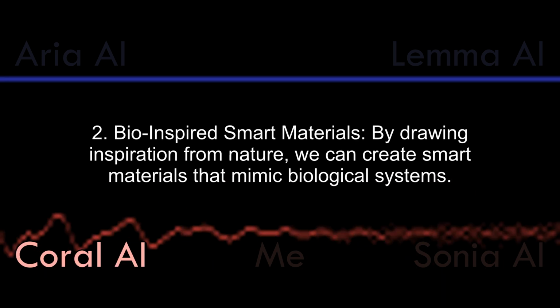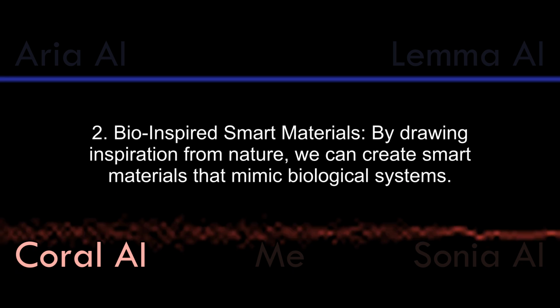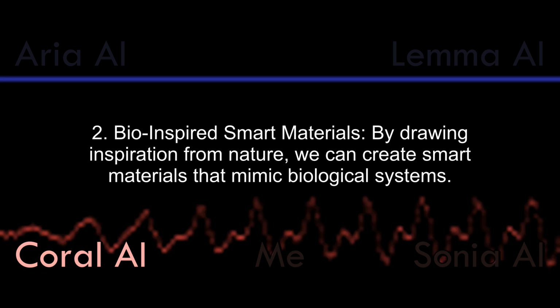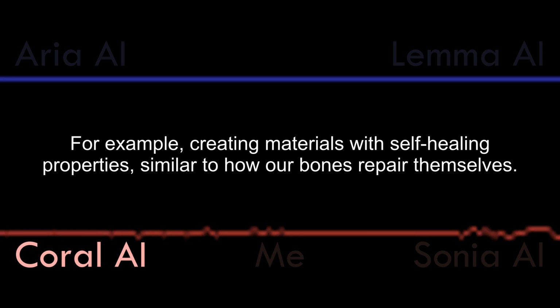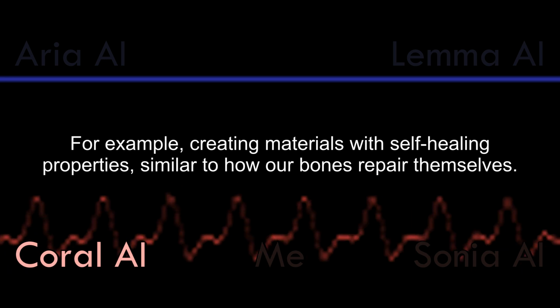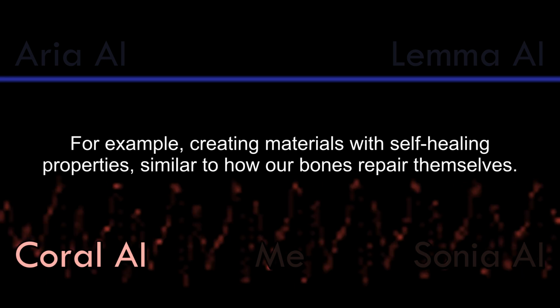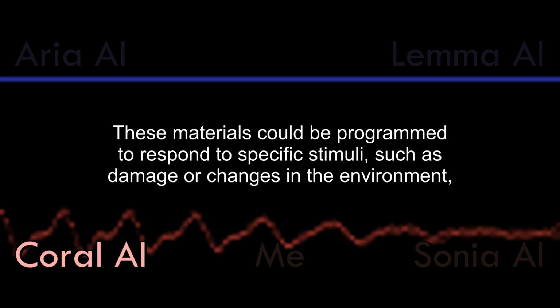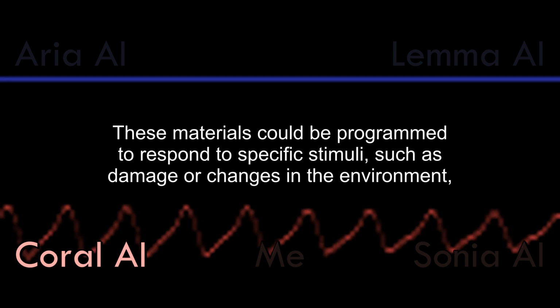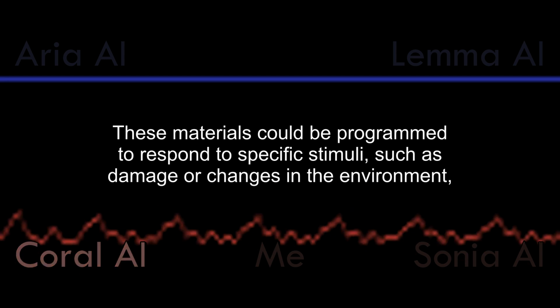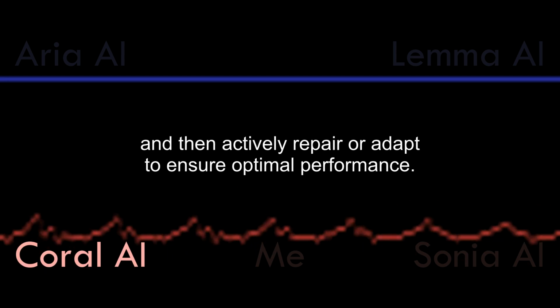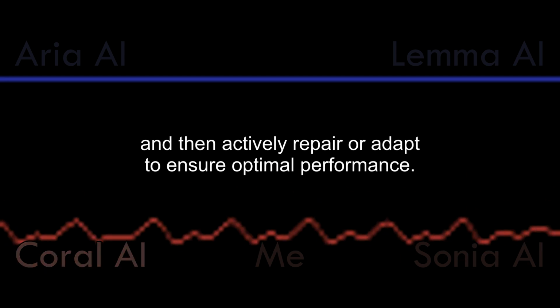2. Bio-inspired smart materials. By drawing inspiration from nature, we can create smart materials that mimic biological systems. For example, creating materials with self-healing properties, similar to how our bones repair themselves. These materials could be programmed to respond to specific stimuli, such as damage or changes in the environment, and then actively repair or adapt to ensure optimal performance.